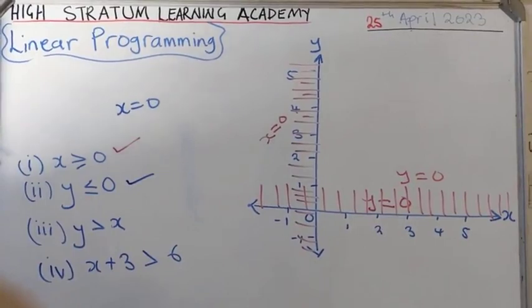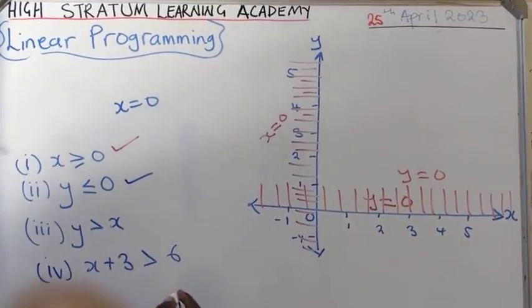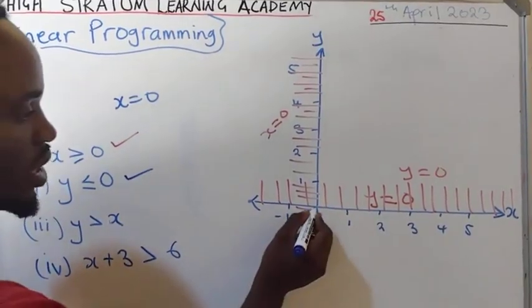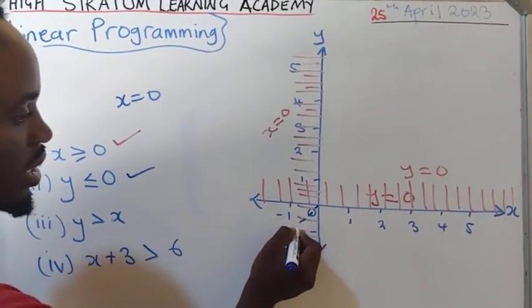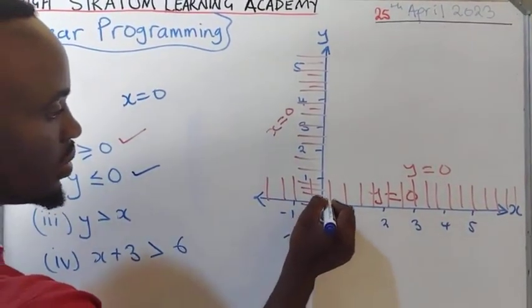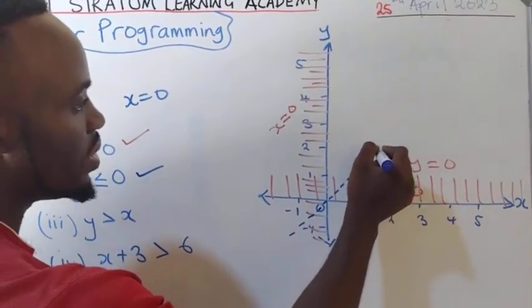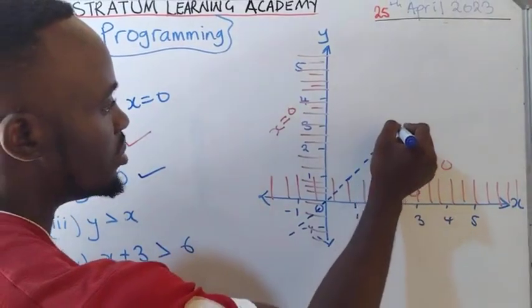So I understand that you are going to come up with a broken line. Take note of this. Very important. You are going to come up with a broken line like this. So this is our broken line.